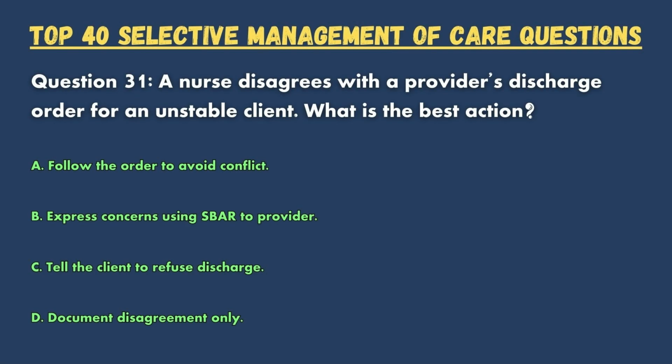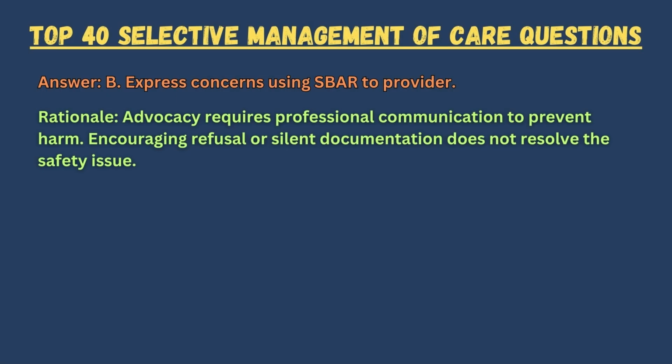Question 31. A nurse disagrees with a provider's discharge order for an unstable client. What is the best action? A. Follow the order to avoid conflict. B. Express concerns using SBAR to provider. C. Tell the client to refuse discharge. D. Document disagreement only. Answer: B. Express concerns using SBAR to provider. Rationale: advocacy requires professional communication to prevent harm. Encouraging refusal or silent documentation does not resolve the safety issue.